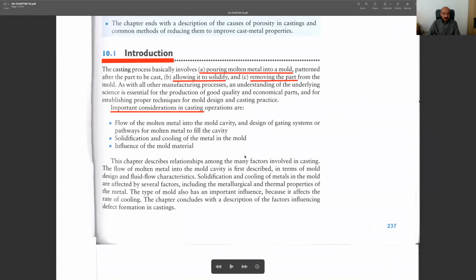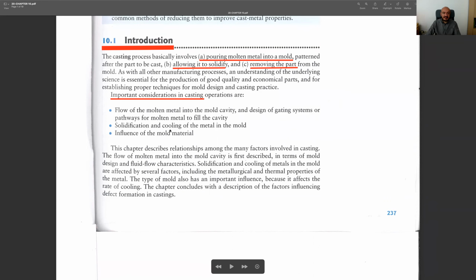So what are the important considerations in casting operations? First of all, we need to have a proper mold. And in the next chapter again, we will see some components of the mold. We need to have gate systems. We need to have a sprue. We need to have some pathways so that material will flow into the cavities. Another important thing is the solidification and cooling of our metal in this mold. We should have uniform cooling so that we are not going to have any porous regions inside the product. This is important.